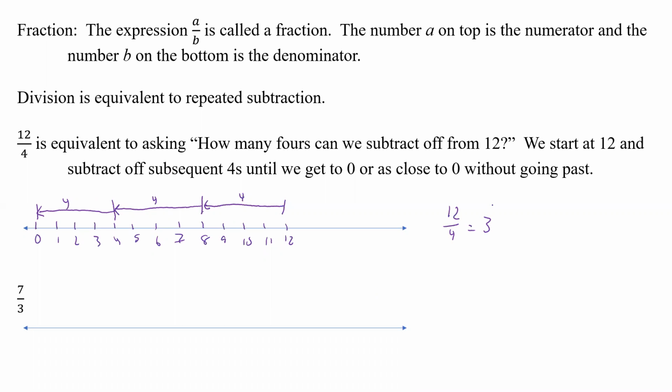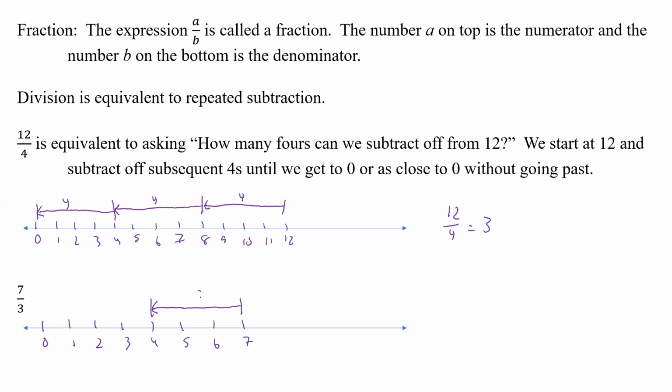So that says 12 divided by 4 is equal to 3. Now, sometimes we don't get exactly equal to 0. We're going to get close to 0. And that happens in something like this one, 7 divided by 3. So say we have 0, 1, 2, 3, 4, 5, 6, 7. Now we're starting at 7, and we want to subtract off 3. So we have 1, 2, 3.